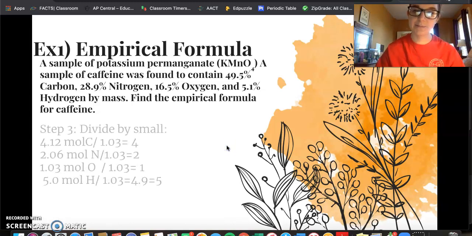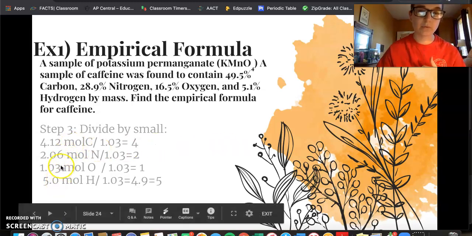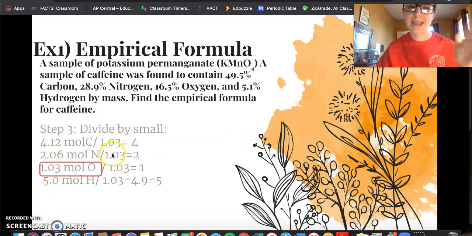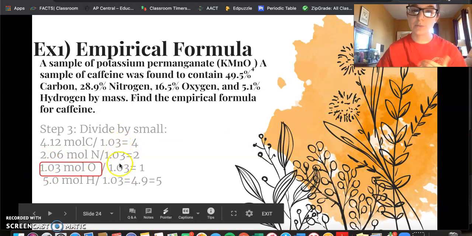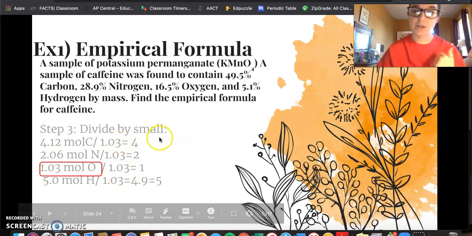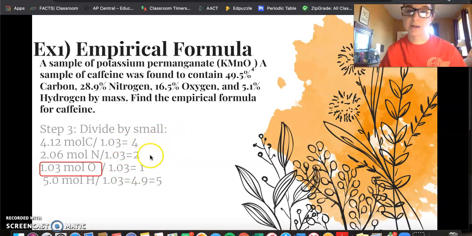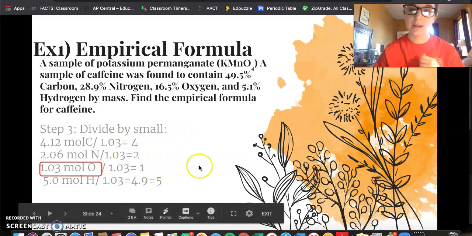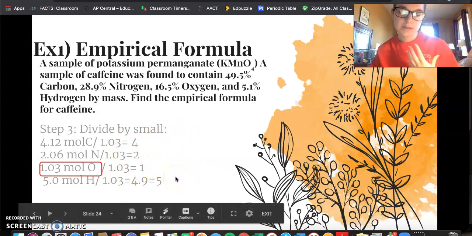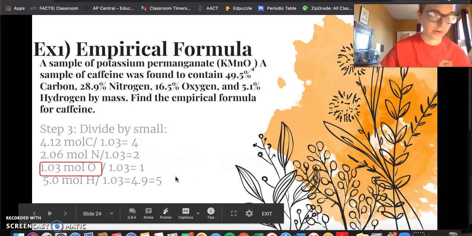The next step says divide by small. So those numbers that we just found, we're going to find the smallest number of moles. In this case, it is oxygen. I think I boxed it. So we're going to divide every number that we found by 1.03. We should get 4 for carbon, 2 for nitrogen, 1 for oxygen, and 4.9, which is close enough to 5, for hydrogen.